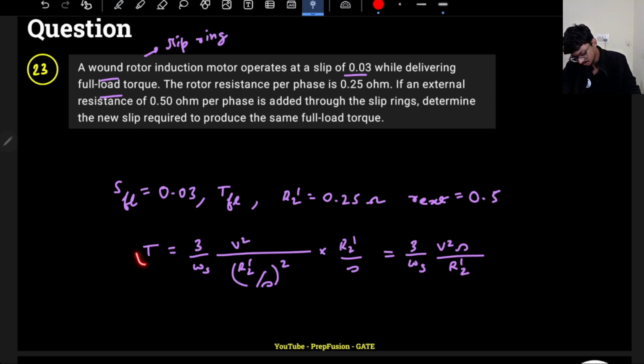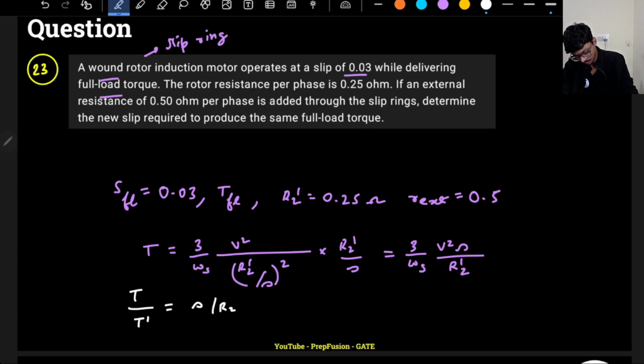What they're telling me is the load torque is the same full load torque. So what is changing? Omega s will not change because I'm not changing frequency. R2 dash is changing, voltage is constant, so slip also has to change. So if I take the ratio T upon T dash, all this will remain constant, only s upon R2 will remain, let me not write R2 dash, you will be confused otherwise. So it will be s upon R2 equals s dash upon R2 plus R external.